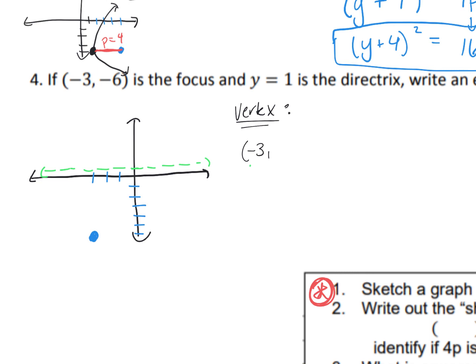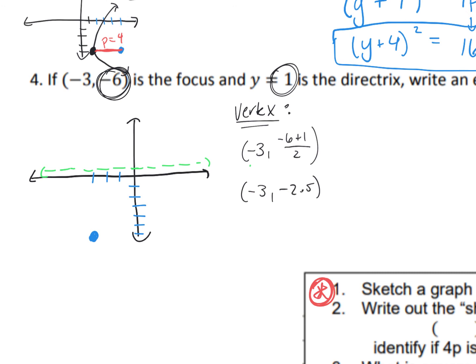What I'm going to need to figure out is the y value of the vertex. So I'm going to use these two numbers here, -6 and 1. It's right in between those. Well, if I know it's right in between those, I'm just going to add those up and divide by 2, kind of like the midpoint formula if you remember that one. I'm just adding those two values up, dividing by 2. My vertex is going to be at (-3, -2.5) once I add them up and divide by 2.